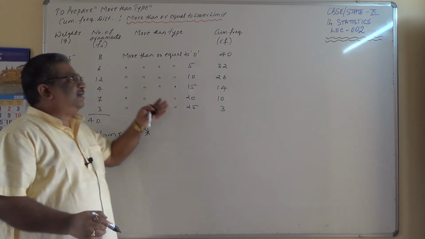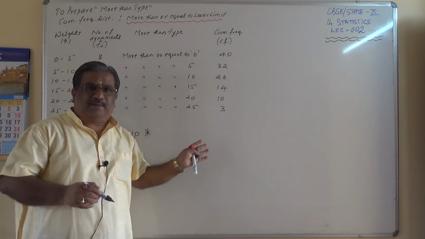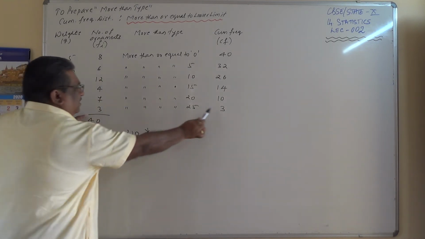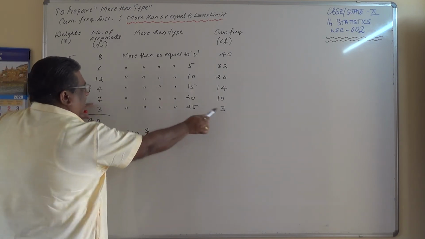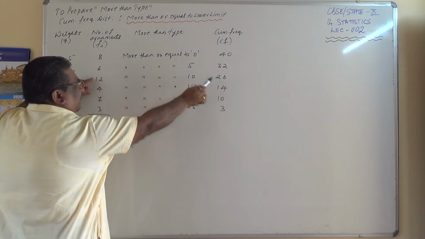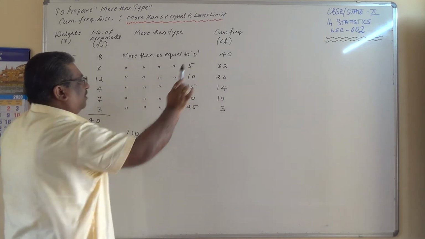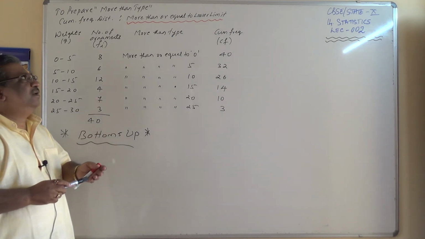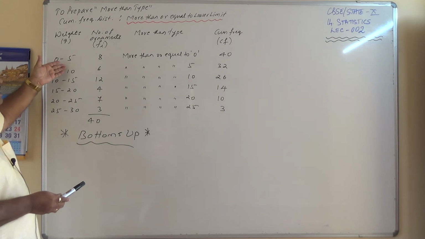While preparing the less than type, in order to prepare the cumulative frequency, we came from top to bottom, isn't it? Now it is from bottom to top. See here, 3 as it is, 3 plus 7, 10, 10 plus 4, 14, 14 plus 12, 26, 26 plus 6, 32, 32 plus 8, 40. That's all. This is how we can prepare the more than type of cumulative frequency distribution table from the given class intervals and the frequency.